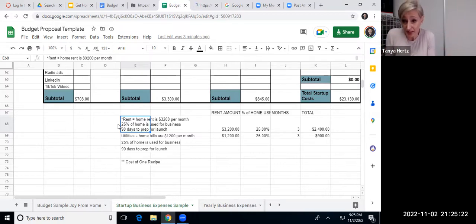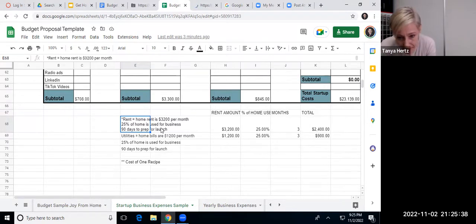You're going to need to spend this. So you can look at 3 months of rent. You take your home rent, and then you multiply that by the percentage of your home that you're actually using for your business, whether that's 50%, 25%, whatever it is, then multiply that by 90 days.